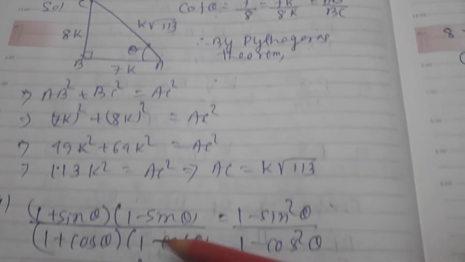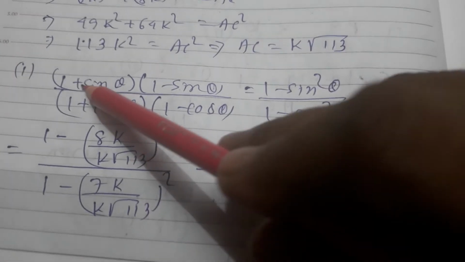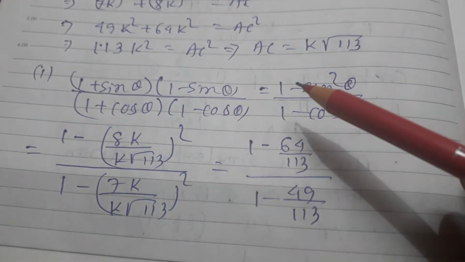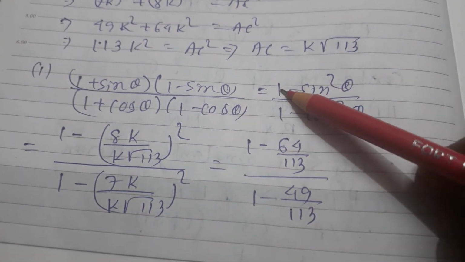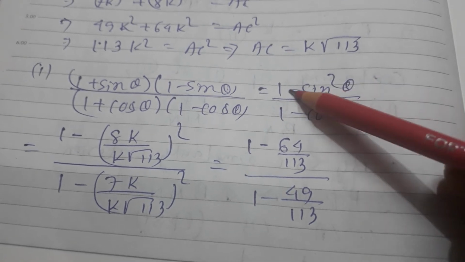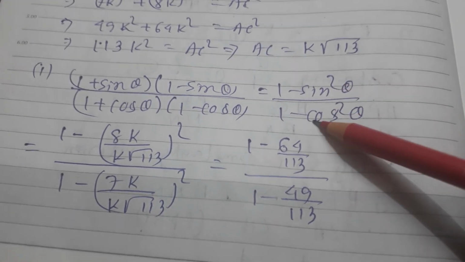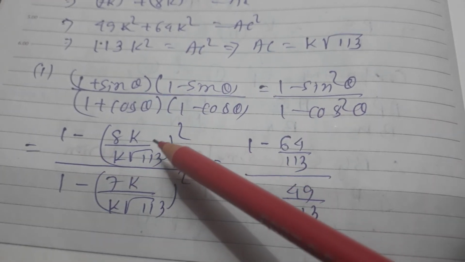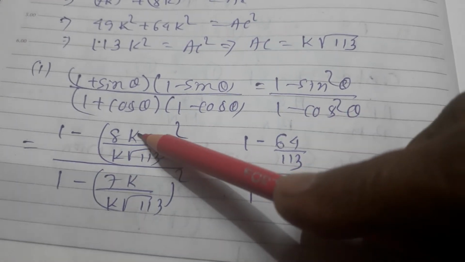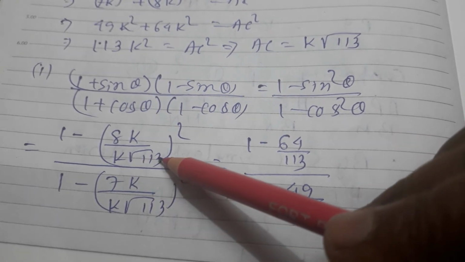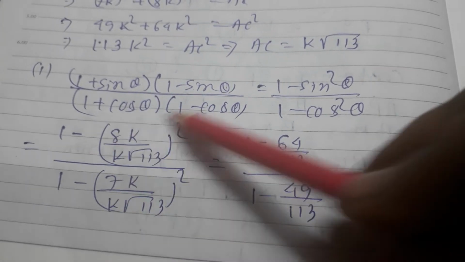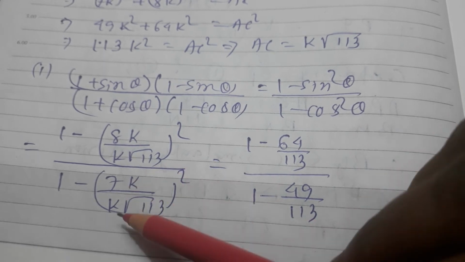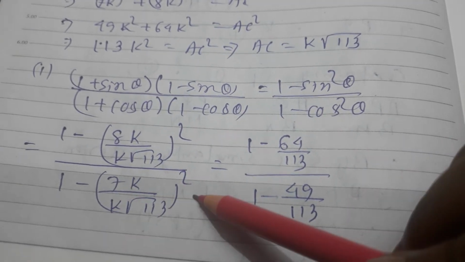Now this is the question. (A plus B)(A minus B) is A square minus B square. So 1 minus sin square theta, and here 1 minus cos square theta. Now sin theta equals P by H, so 8k by k root 113. And here squared, and 1 minus 7k by k root 113 squared.